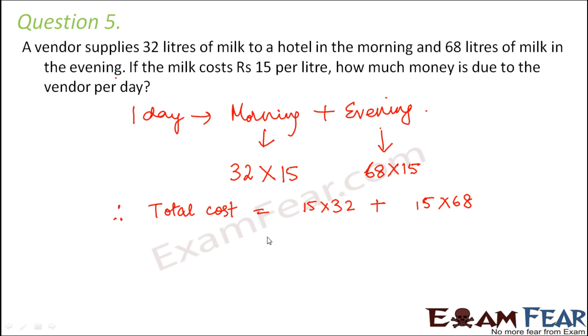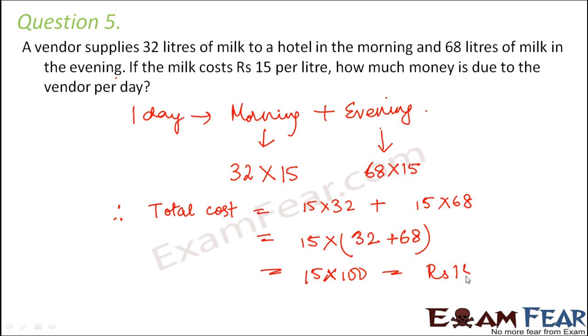Can you think of a way to simplify the calculation? Yes, by distributive law. Take 15 common, so 32 plus 68. 32 plus 68 would be 100. So this can be written as 15 into 100, which would be equal to rupees 1500. This is the total money due per day, because in a day this is the total amount for which milk is being delivered to the hotel.